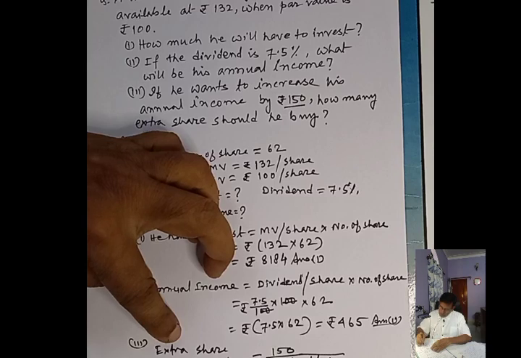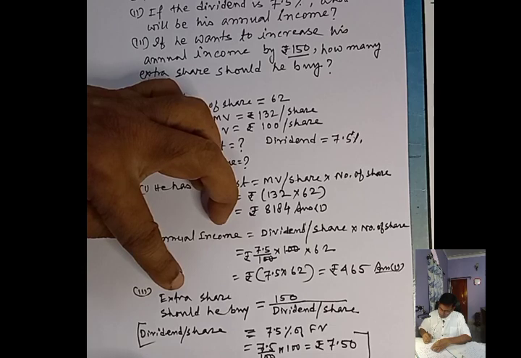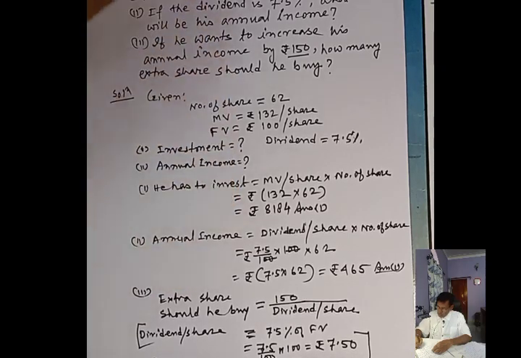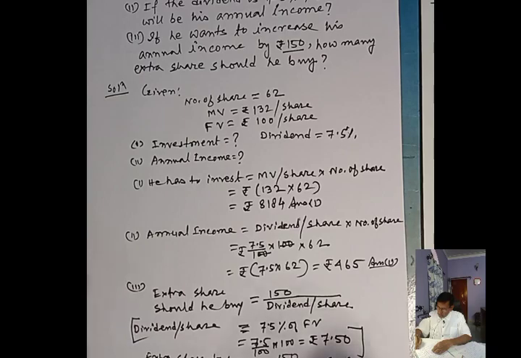So this will come again: extra shares to buy is equal to 150 divided by 7.5. It will come 20. So 20 shares he has to buy extra. That's all.